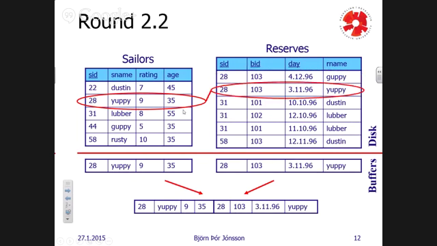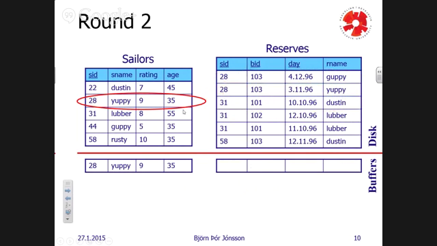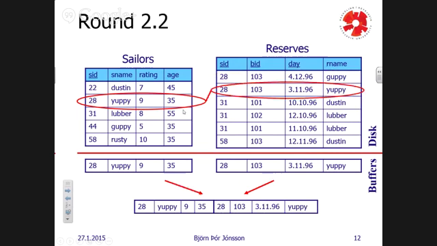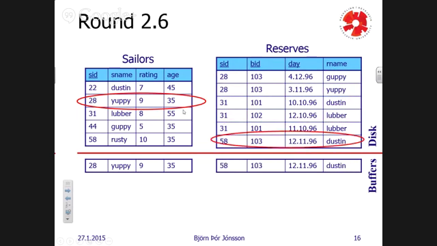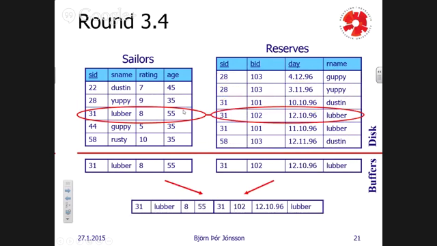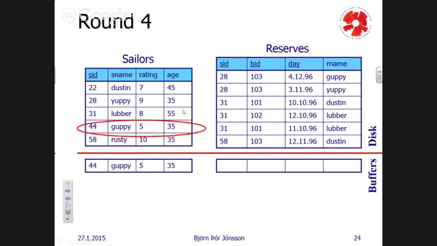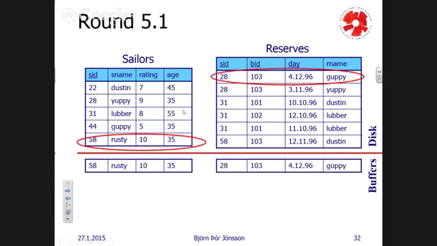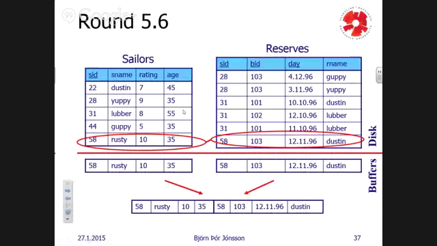And we read again. Now we actually found some matches, right? 8, 28, no match, no match, no match. Go to 31. We again find some matches, we output them. Go to 44, go through the relation, no match. Go to 58, we find a match.